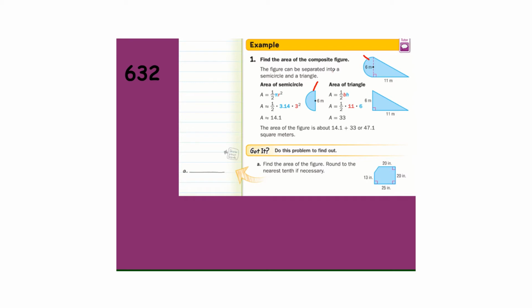If it were me, I would take the area of the whole rectangle, the 25 times the 20, and subtract off the little corner. So you go ahead and try that one. Pause the video.